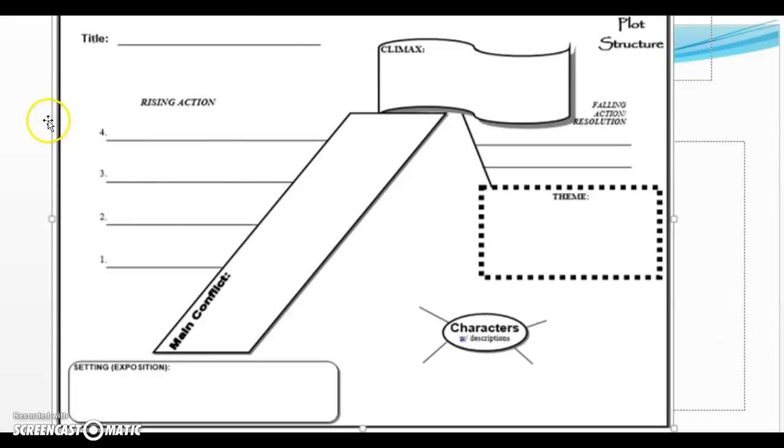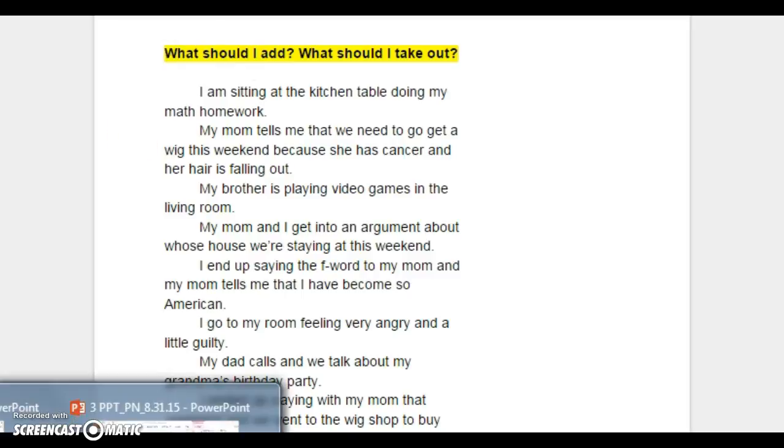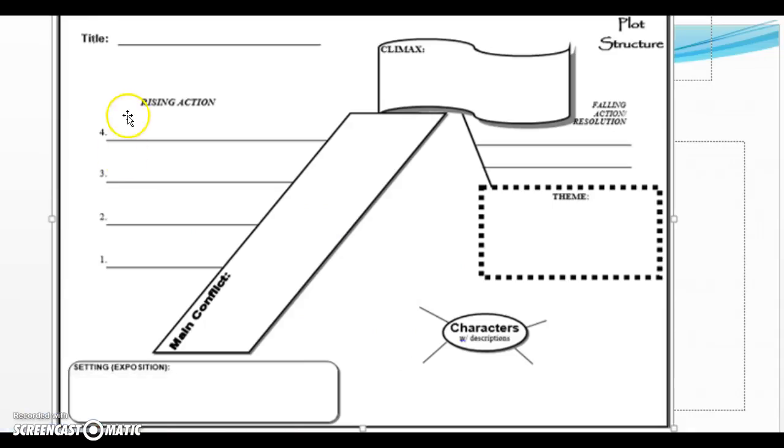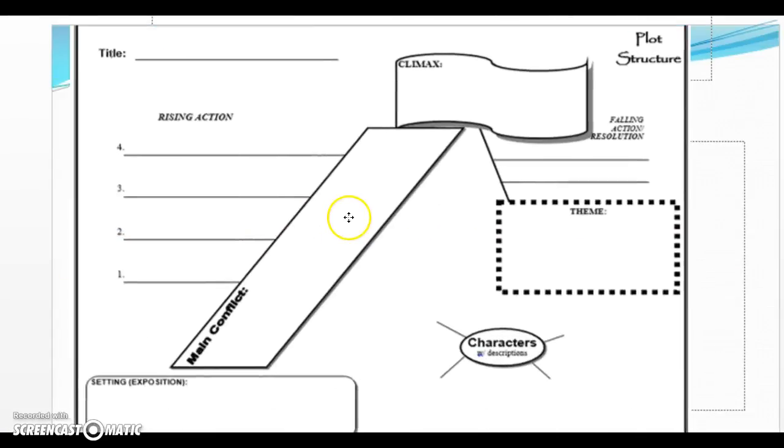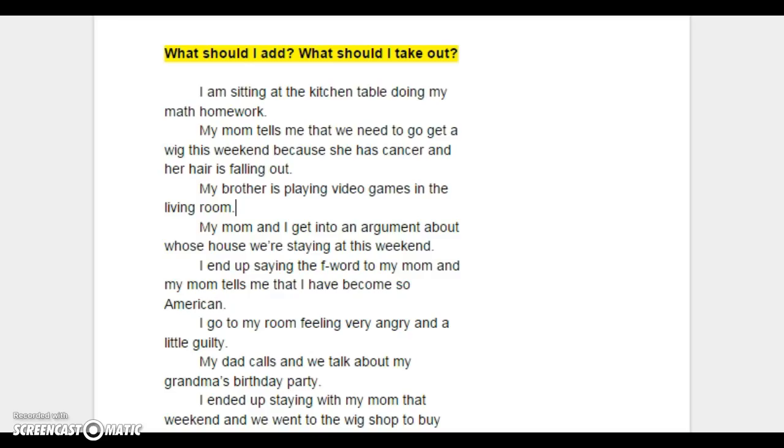I'm going to go through an example now. As I read this example, I made mine super short and simple. I want you to think about what I should add and what I should take out that is related or not related to this plot diagram. Anything that's not related to any of these parts, I should take out. Anything that is related, I should add if it's not already in there.